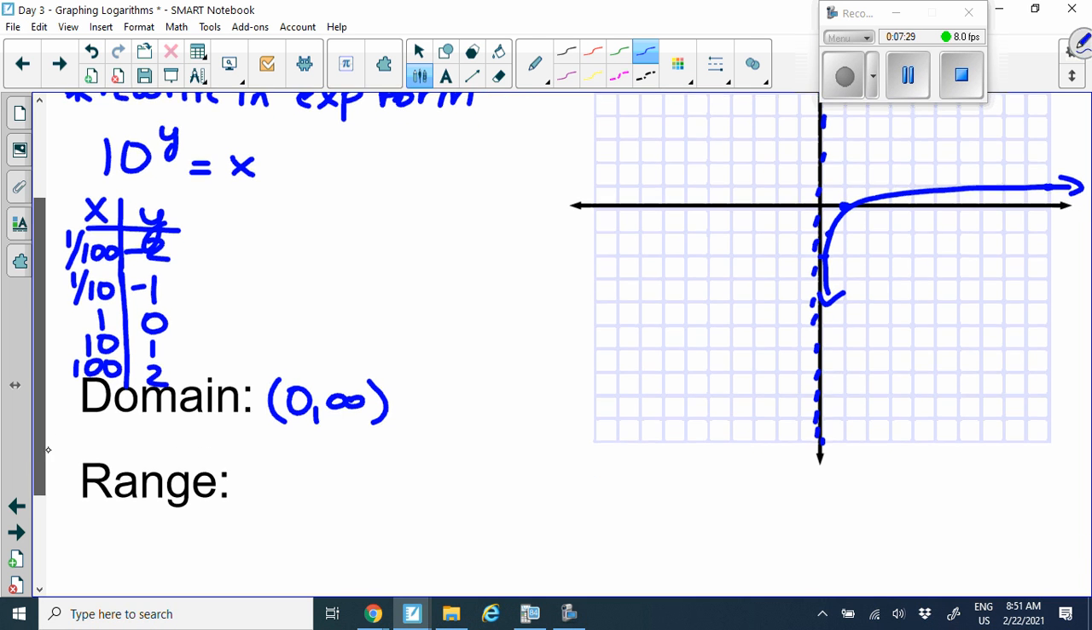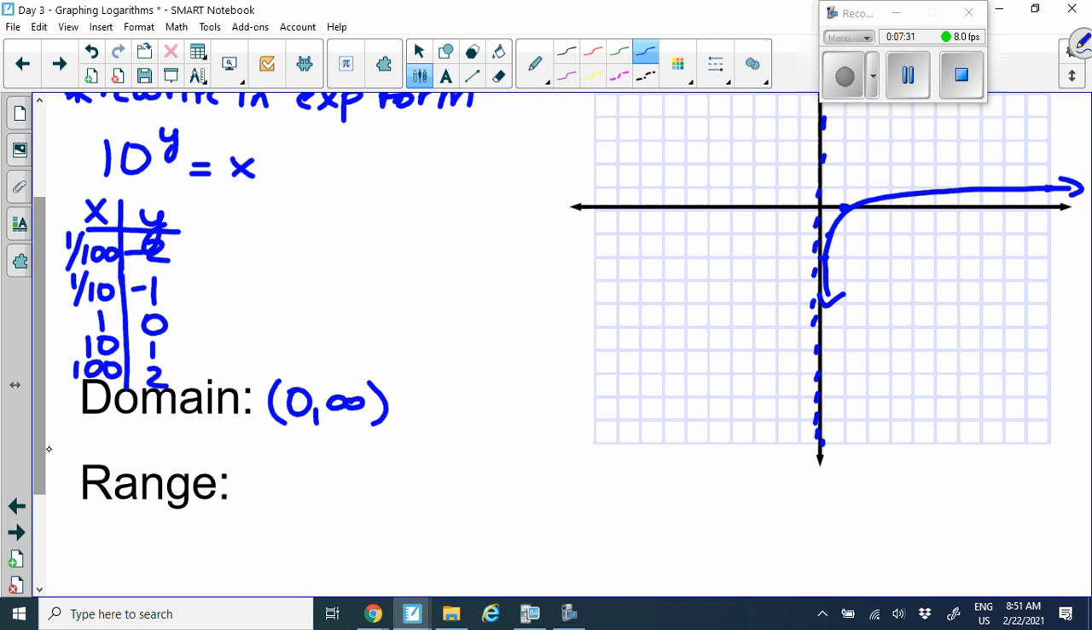Now, what about the range though? Will I hit all the negative y values? Yes, because our arrow is going down. Will I hit all the positive y values? Eventually, yes. So for range for logarithms, it's always going to be negative infinity to positive infinity. So notice things have switched. And the reason they have switched is because, remember, exponentials and logs are inverse of each other. Okay, let's go ahead and do our next one.